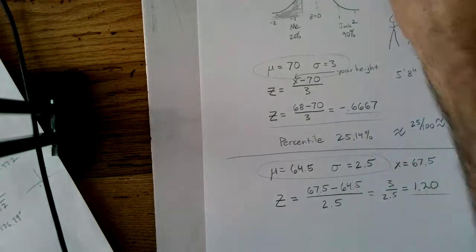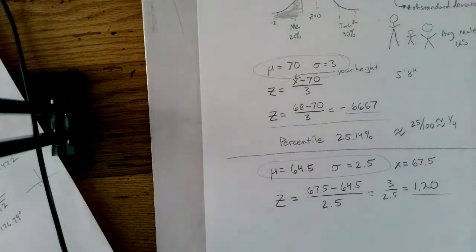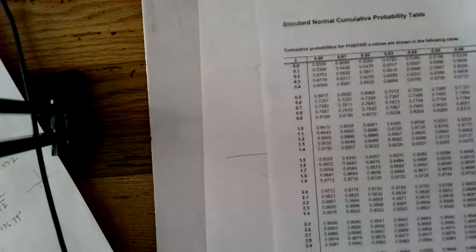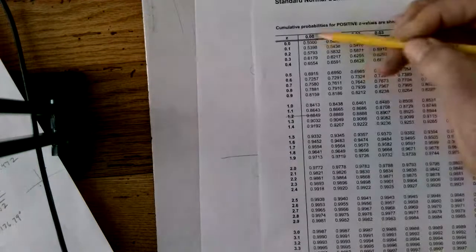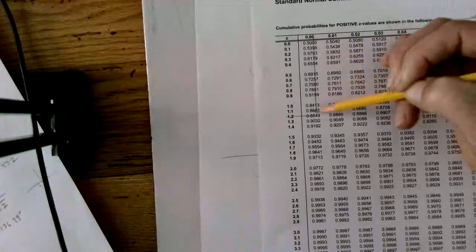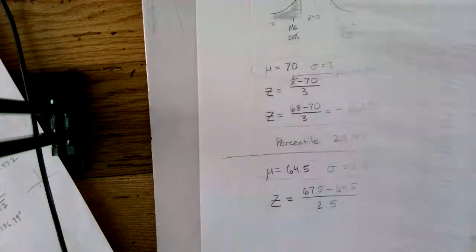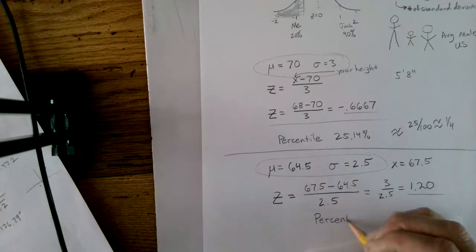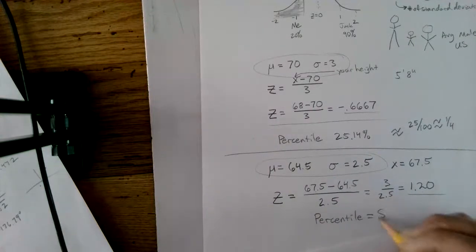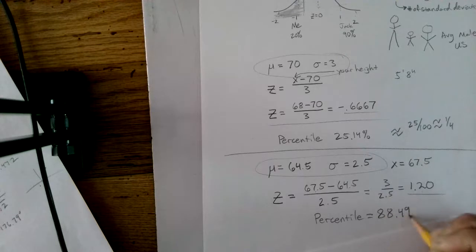So we're going to go ahead. Now I need to look at the positive chart. So before I had the negative chart, now I grab the positive one. And you can see I go to the 1.2. And then remember, it was 1.20. So I grab the 0 part and I go down and I select this grouping right here and I get 88.49. So percentile, 88.49%.